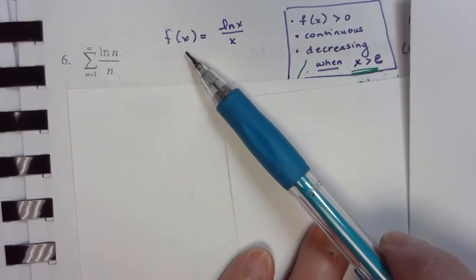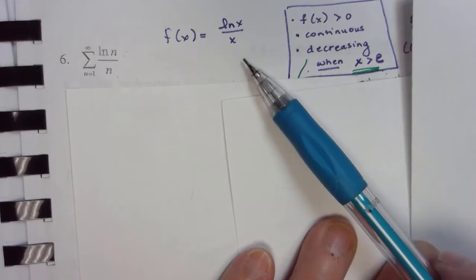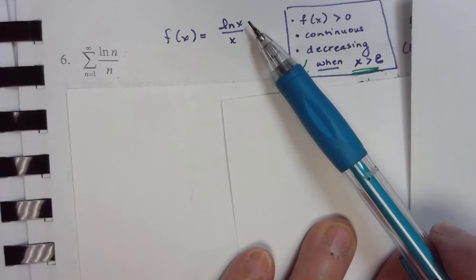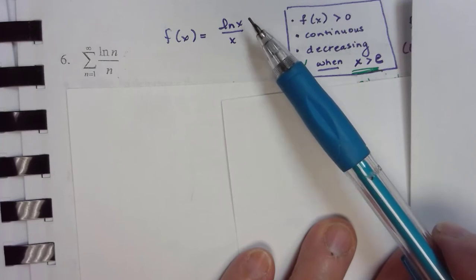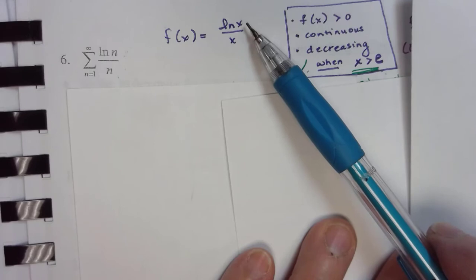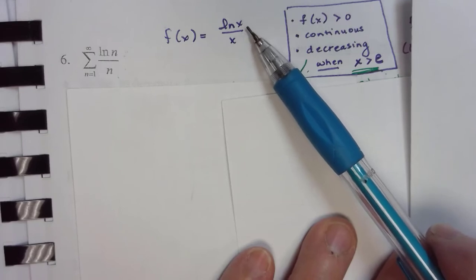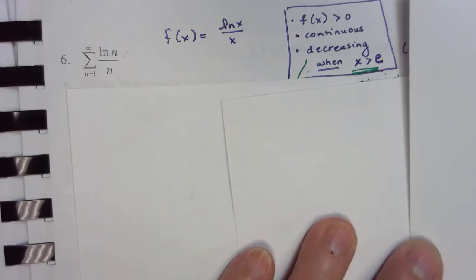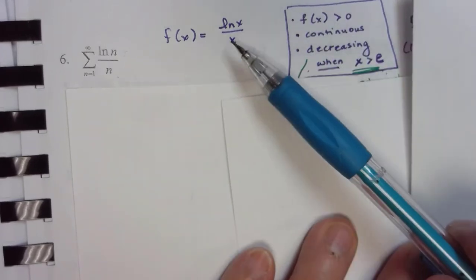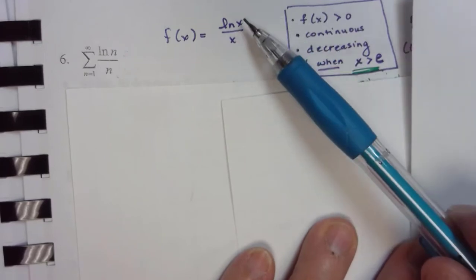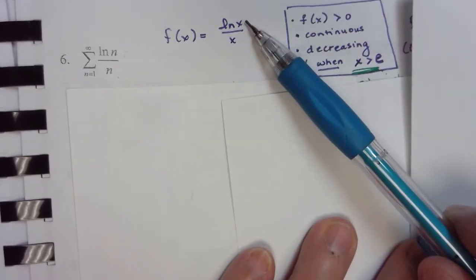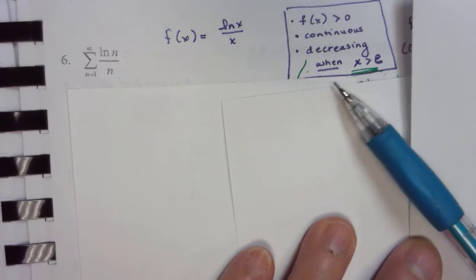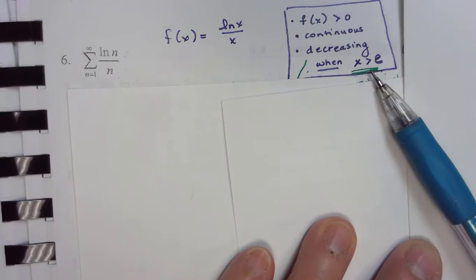Our function is f of x equals natural log of x over x. We know natural log of 1 is 0. We know for values less than 1, greater than 0, the natural log function is negative. But for values after 1, our natural log function will be positive. However, when do we start decreasing? Well, when x is e, I get 1 over 2.71828, and this will start decreasing when x is greater than e.